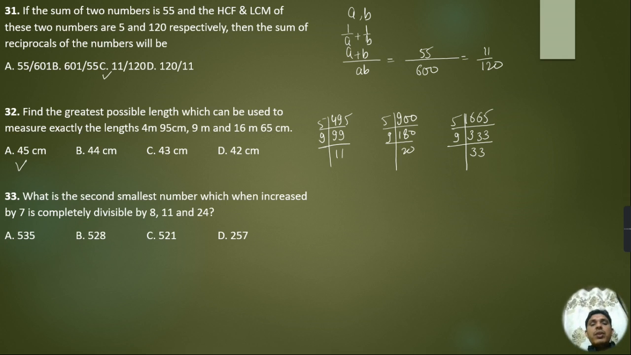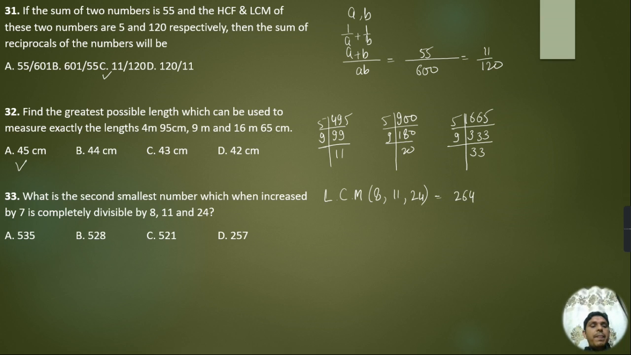Okay, coming to the next question, question 33. What is the second smallest number, which when increased by 7 is completely divisible by 8, 11 and 24? For this, find the LCM of 8, 11 and 24. The LCM of 8 and 24 will be 24, and the LCM of 11 and 24 will be the multiple, that means 264 will be the LCM.